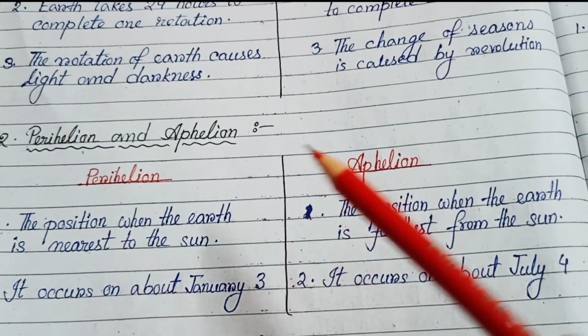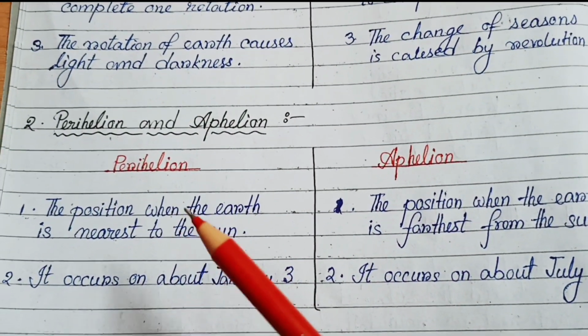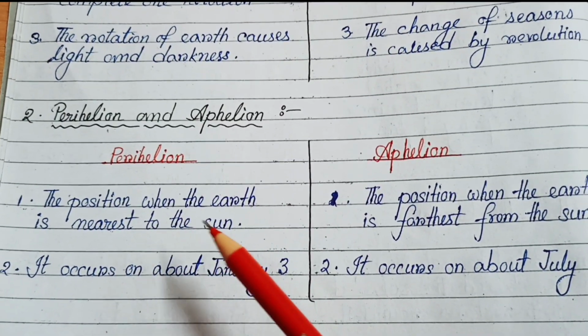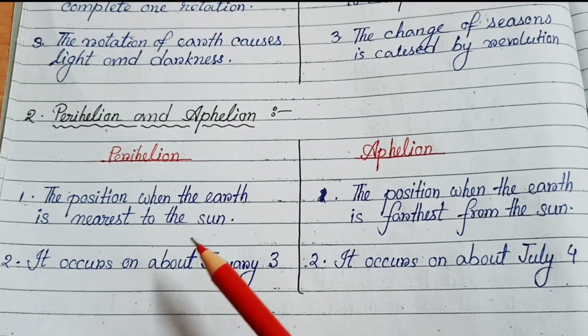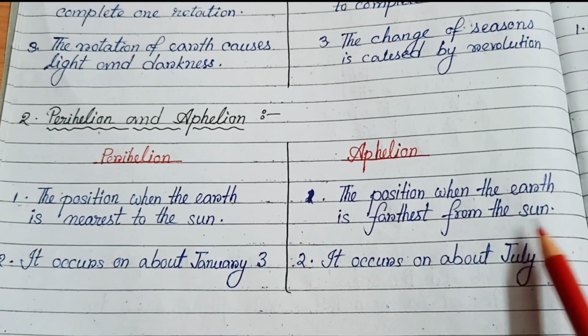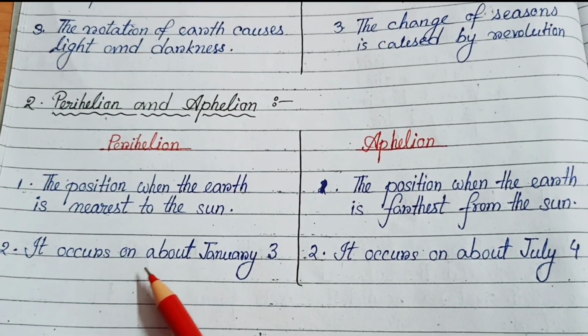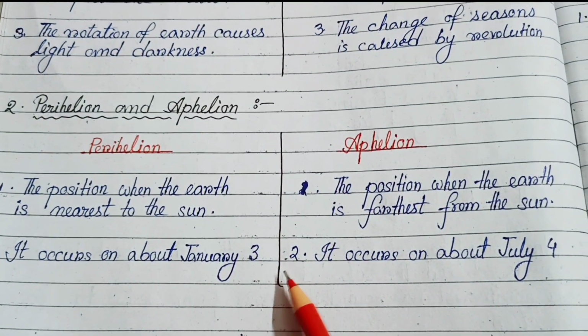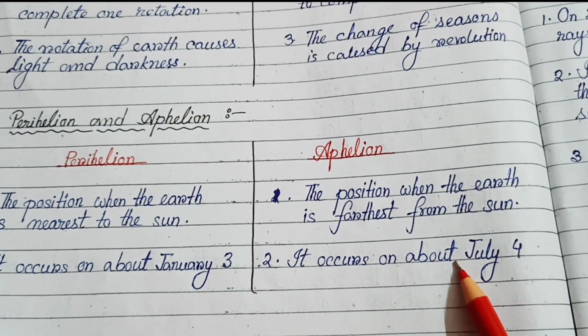Next, number 2. Perihelion and aphelion. Number 1. The position when the earth is nearest to the sun. Number 1. The position when the earth is farthest from the sun. Number 2. It occurs on about January 3. It occurs on about July 4.